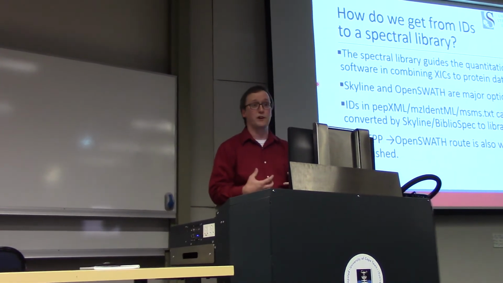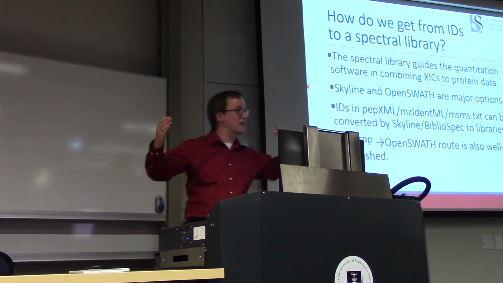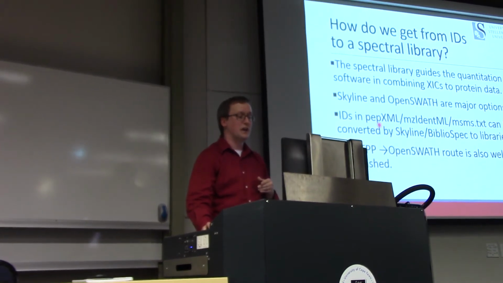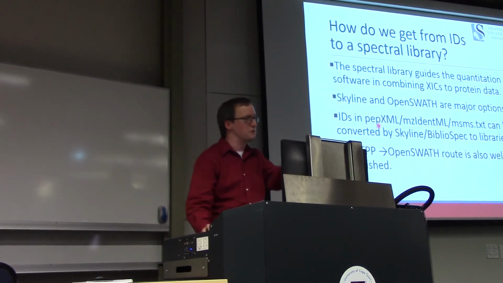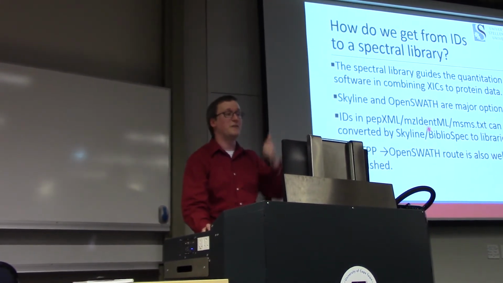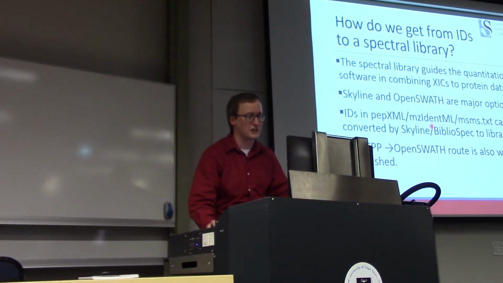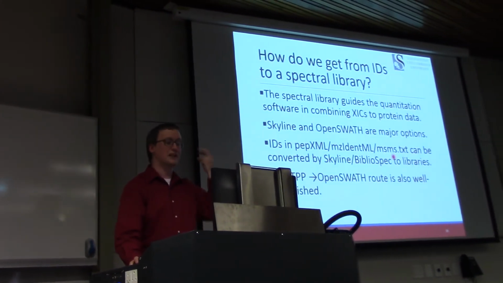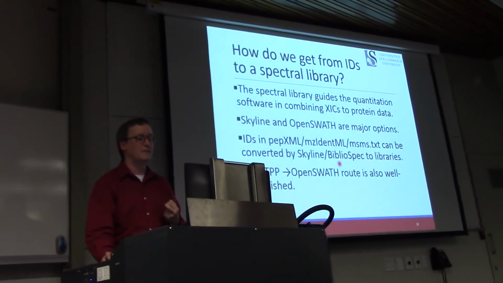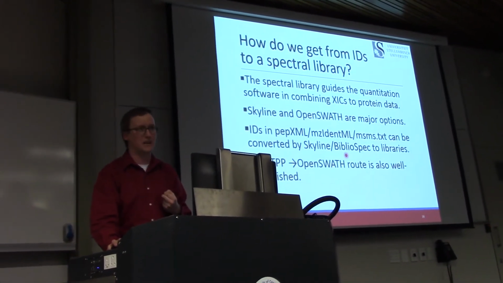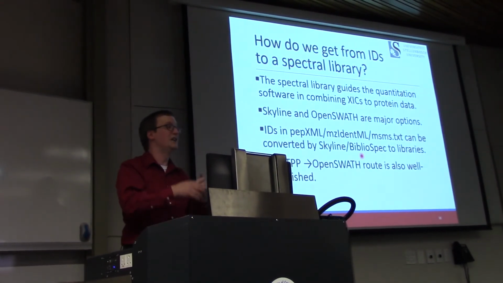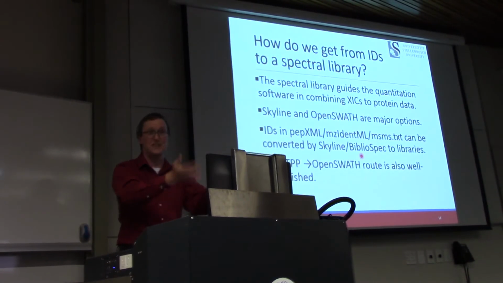Okay. Now, Skyline and OpenSwath are both good options for you, and it appears that there are very mature workflows already in place for connecting your IDs to the library search. So for the first of these, if you have PepXML files, which most search engines can write, if you have MZIdentML files, which many search engines can write, if you have an MS text file from MaxQuant, all of these can be used by Skyline by the good offices of BiblioSpec. BiblioSpec is the spectral library search engine made by the MacCoss Laboratory. It is able to take all three of these as inputs.